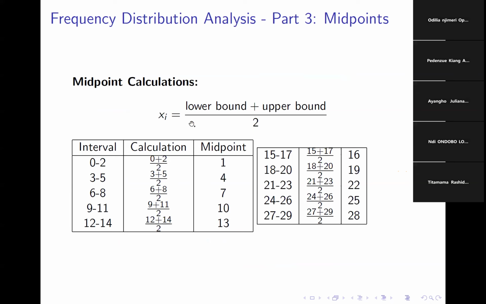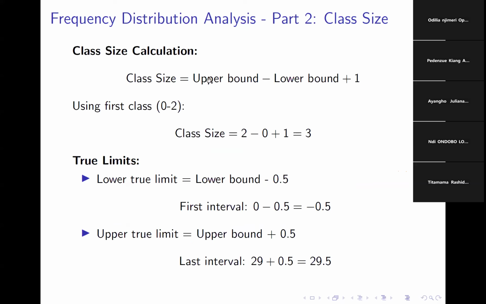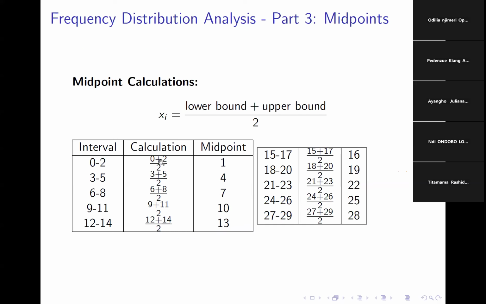The midpoints, you can then go further to calculate the midpoints for each of the classes. For the first class, 0 plus 2 divided by 2, 3 plus 5 divided by 2, and so on. So you get the lower bound plus the upper bound divided by 2. The lower bound is the same lower bound that we're talking about here. If you don't understand that, you'll get that more from here, what the lower bounds are for each of the intervals or classes.